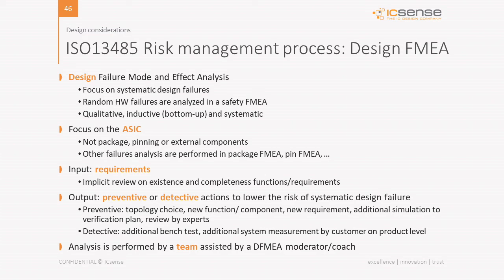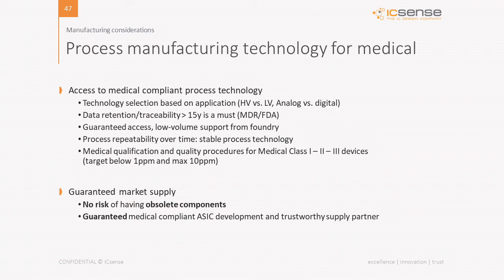The outcome of the FMEA is a preventive list of actions, which can be topology choices, new components, added new requirements, and added simulations, but can also be detective actions where we define additional bench tests or system measurements by the customer at product level. This is done together with the customer and our design team and assisted by a design FMEA moderator.